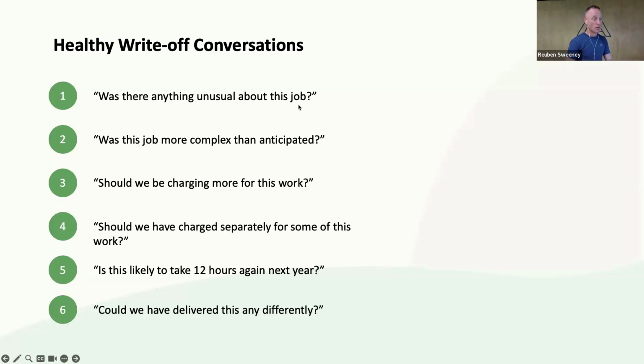But was there anything unusual about this job? Hey, James, was there anything unusual about this job? Client job number. And you want to do this in a timely fashion, monthly at the end of that job, or when the write-off occurs. Was there anything unusual about this job?